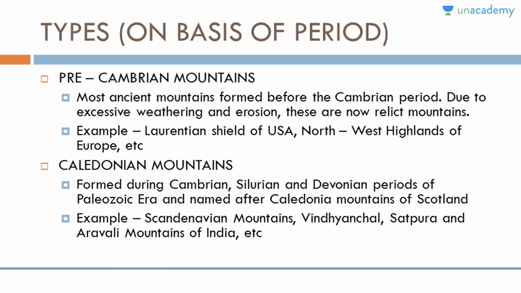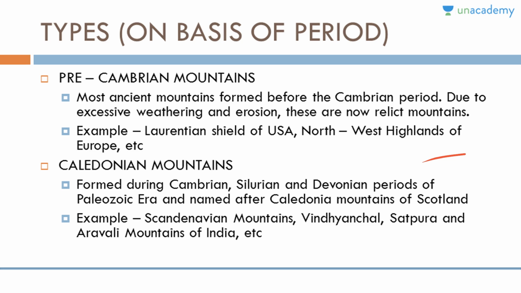On the basis of time period of formation, mountains are again classified into four types. The first are the Precambrian mountains, which are the most ancient mountains formed before the Cambrian period. Due to the excessive weathering and erosion, these are now relict mountains, and the examples of Precambrian mountains include Laurentian Shield of USA, Northwest Highlands of Europe, etc.